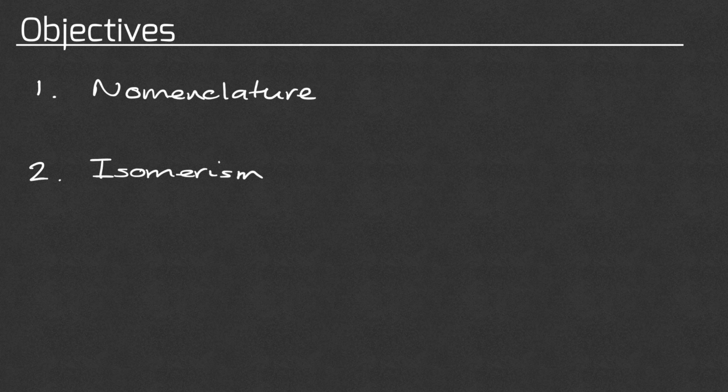In this video, we're going to cover nomenclature, so looking at different kinds of formula and the IUPAC rules for naming molecules, and isomerism, looking at different types of structural and stereoisomerism.